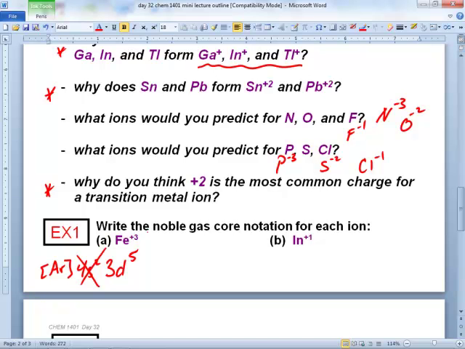So we want to write the noble gas core notation for indium +1. Write the noble gas core notation for indium +1. Now, does anyone not have chalk? Everyone has chalk? You guys don't have chalk.